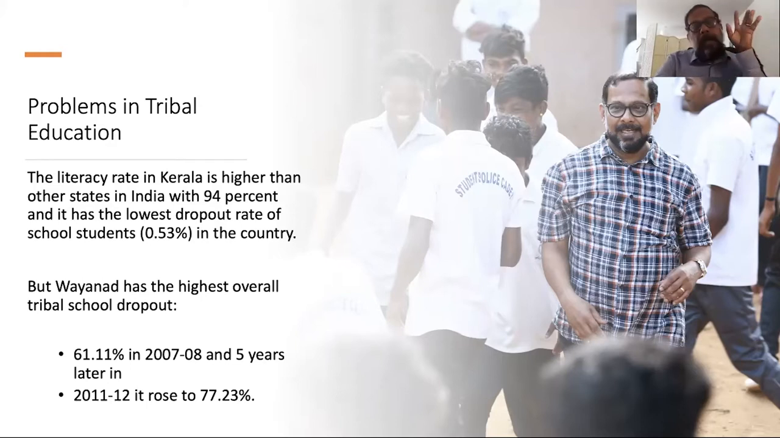So that is the national average of 0.53 in the country. But when you look at the tribal communities, the school dropout is the highest compared to the national average: 61.11% in the 2007-08 survey, census. And 5 years later, it has increased to 77.23% when we look at the 2011-2012 government records. So what is the reason behind this school dropout?